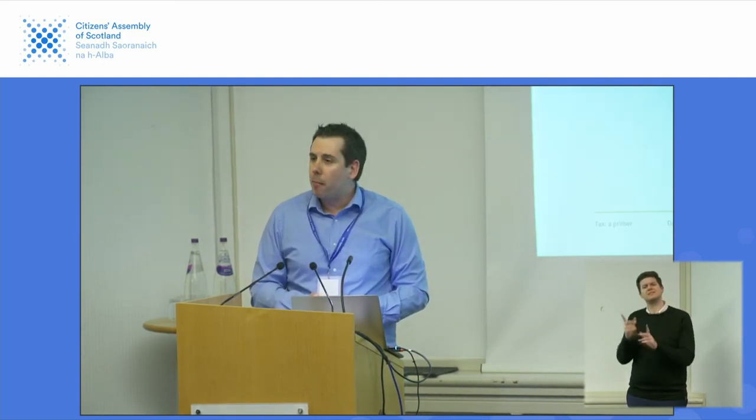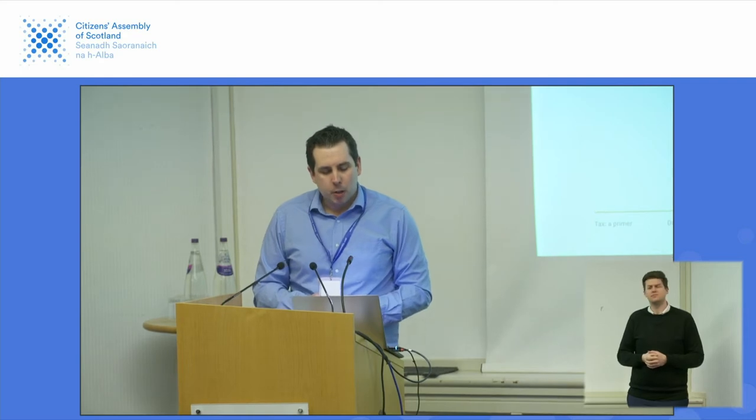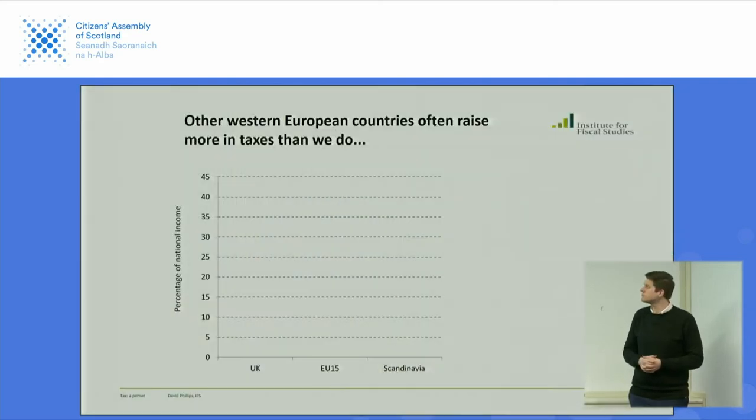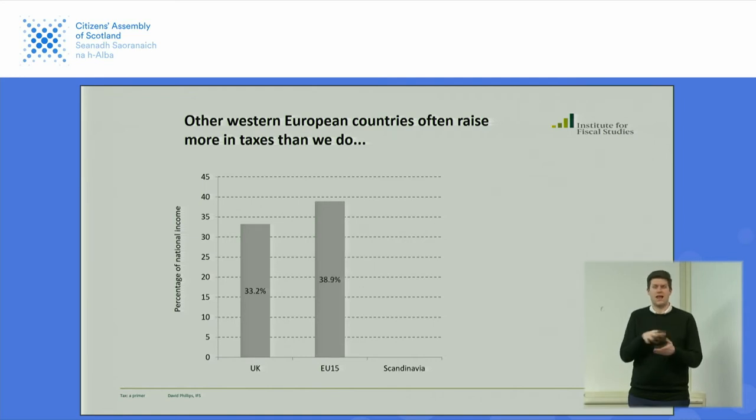So I think this is something you'll hear about more in some of the later presentations. This graph shows the percentage of national income we get in tax in the UK, in Western Europe, and in Scandinavia. You can see in the UK, we get about 33% of our national income in tax. In the EU, it's about 39%. And in Scandinavia, about 43%. So we're quite low tax compared to most of our nearest neighbours in Europe.